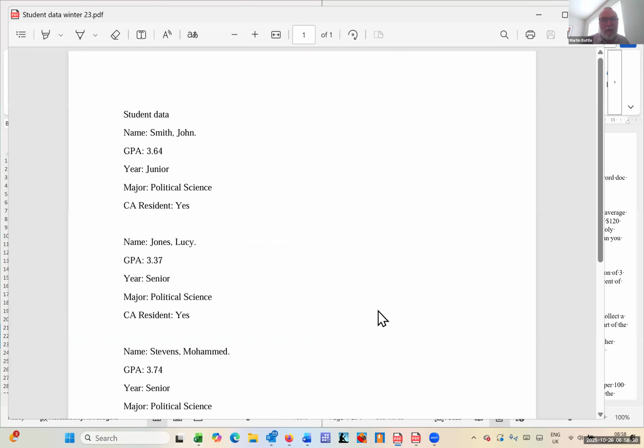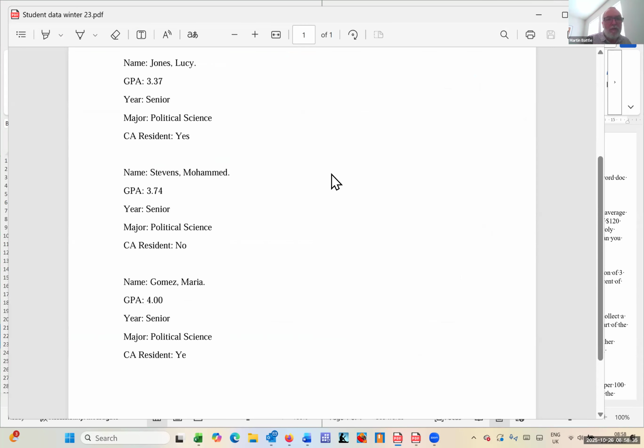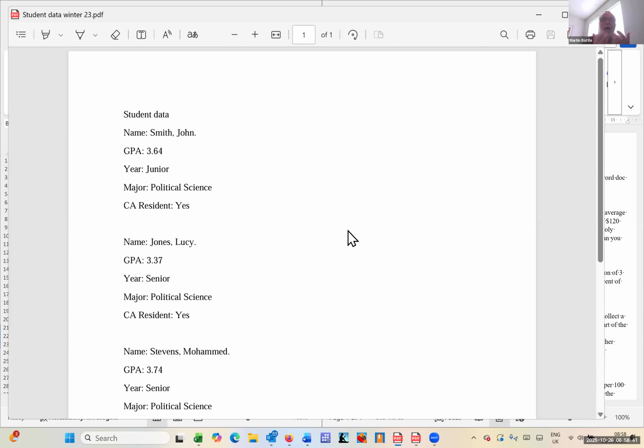So it's just on Cal Poly data. So this is the data. John Smith, GPA, Lucy Jones, Mohammed Stevens, Maria Gonzalez. I've got all this data from them. Now, this is not public data, so I'm going to create a unique identifier.